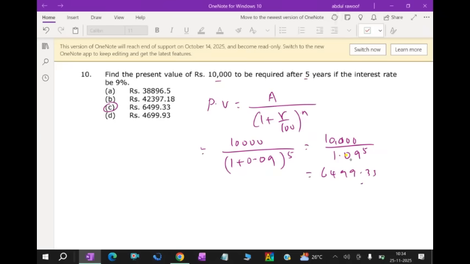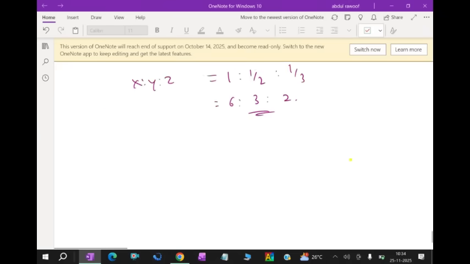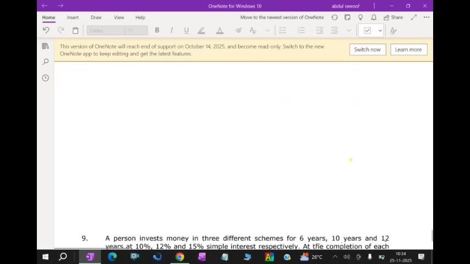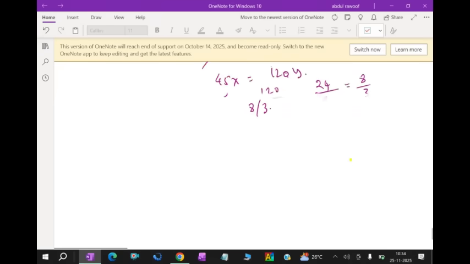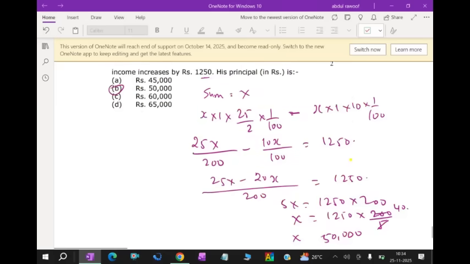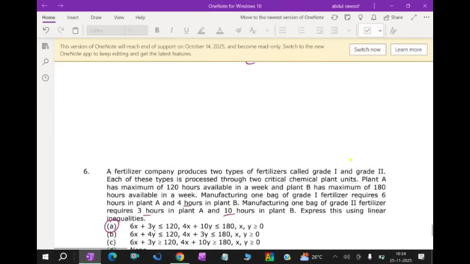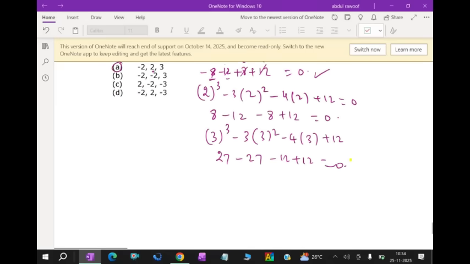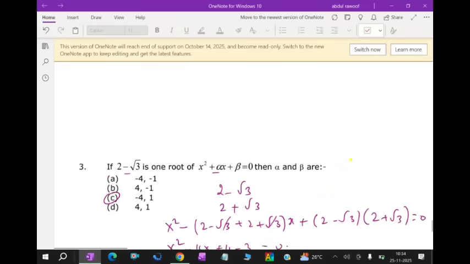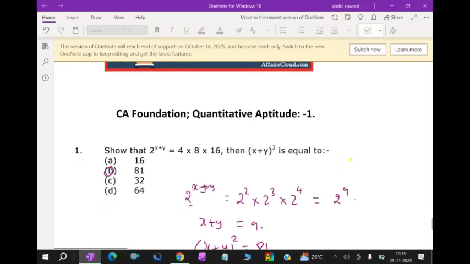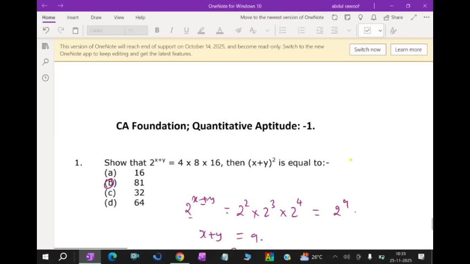So far, we discussed and solved problems regarding CA Foundation quantitative aptitude.